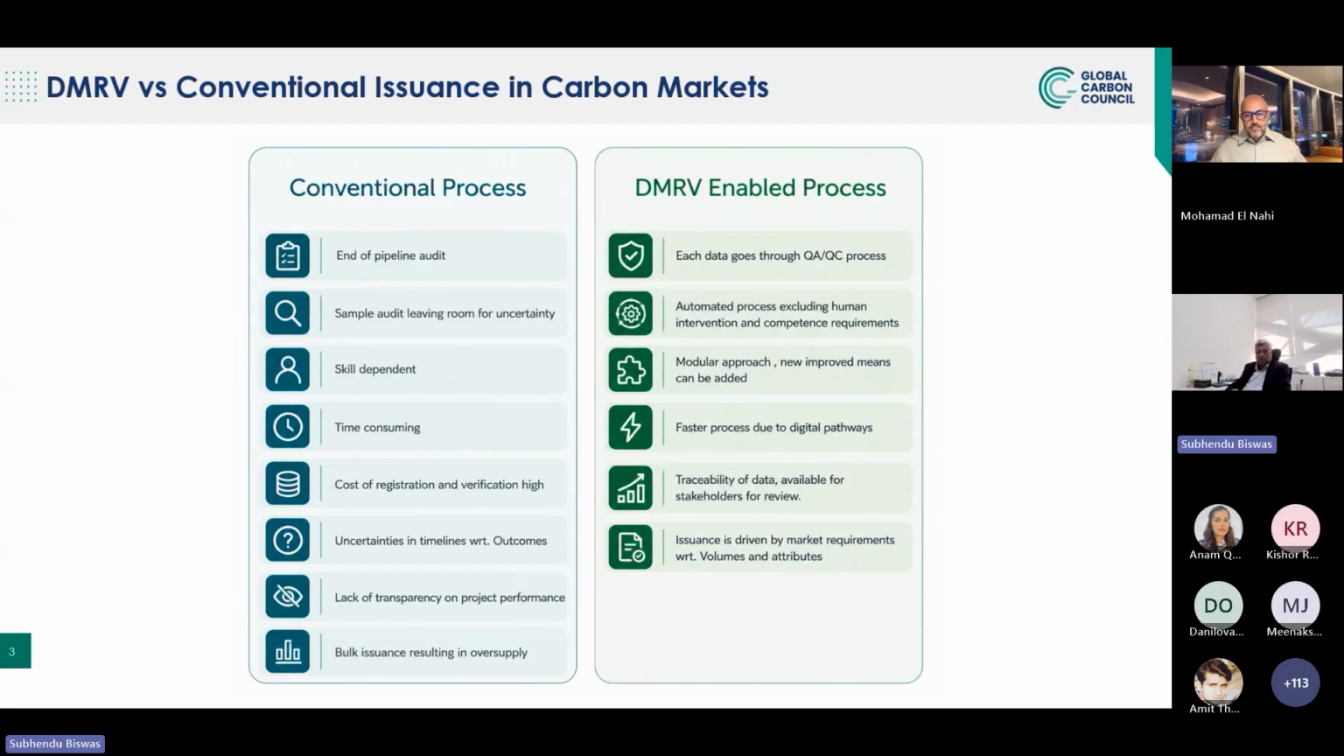It has a high cost because the verifier is going to charge you on a mandate basis. If it takes high time, he's going to charge you more for the amount of mandates that he needs to put in. There can be uncertainties in timeline with respect to outcomes. There's a lack of transparency because there's a black box. You never knew what happened in this project and all. And bulk issuances resulted in oversupply.